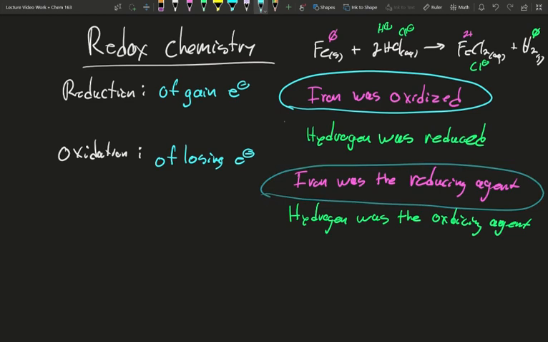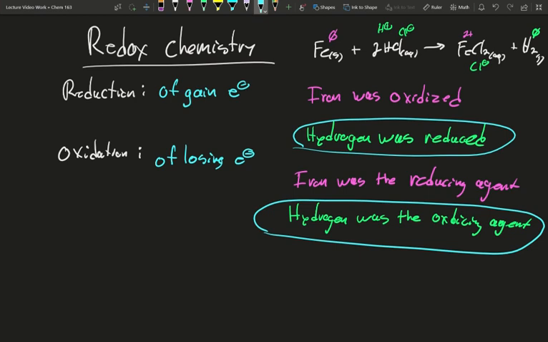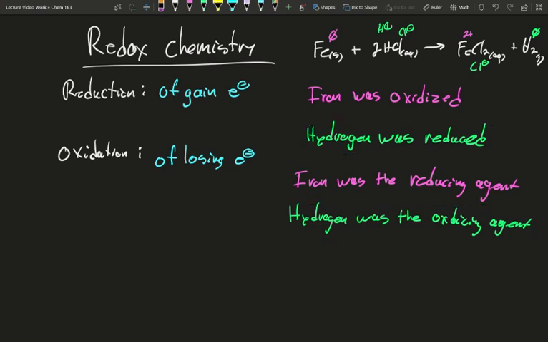As to the hydrogen, well, originally the hydrogen was reduced. What occurred to the hydrogen? It gained electrons. What did the hydrogen do to other things? It oxidized them. It took electrons from something else. So depending on how you're looking at it, are you talking about what happened to that element, or are you talking about what that element did? Both oxidized and reduced get used. You have to be careful how you're describing what's occurring.